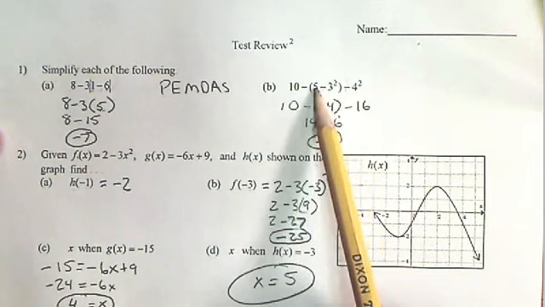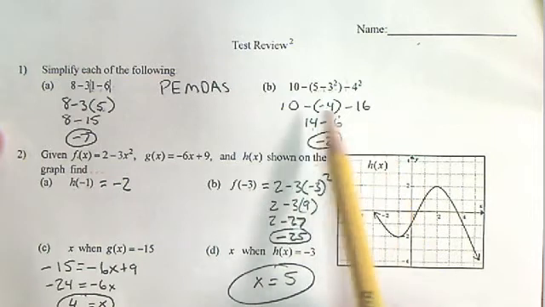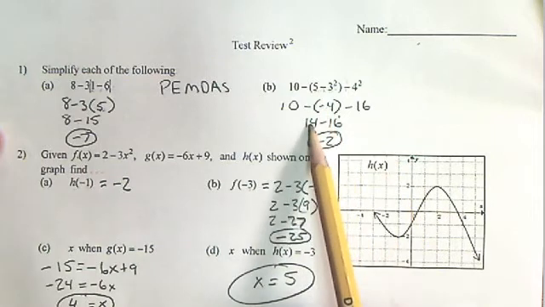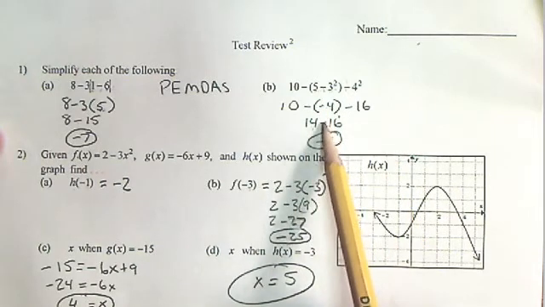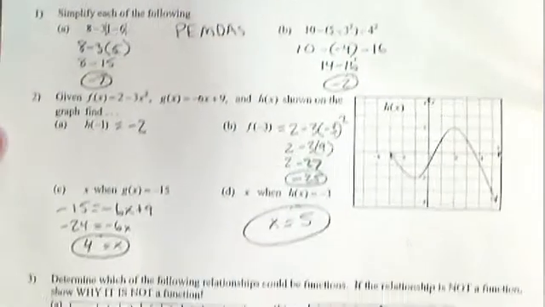Inside the parentheses, that's 5 minus 9. 5 minus 9 is negative 4. And then minus a negative makes it a positive. 14 minus 16 is negative 2.